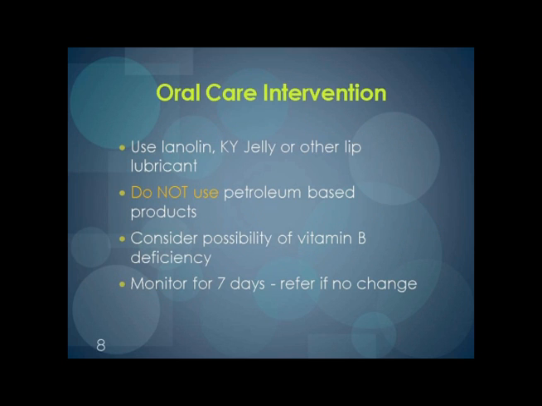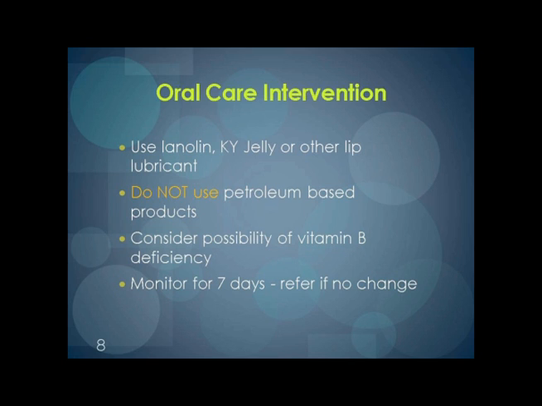The oral care interventions or actions required would include things like the use of lanolin or KY jelly or other lip lubricants. Do not use petroleum-based products. In the case of the angular cheilitis or the cracking at the corners of the mouth, consider the possibility of a vitamin B deficiency. In other words, looking at their diets, looking at the use of grains and cereals. You want to monitor any of these conditions for 7 days and then refer if there is no change.